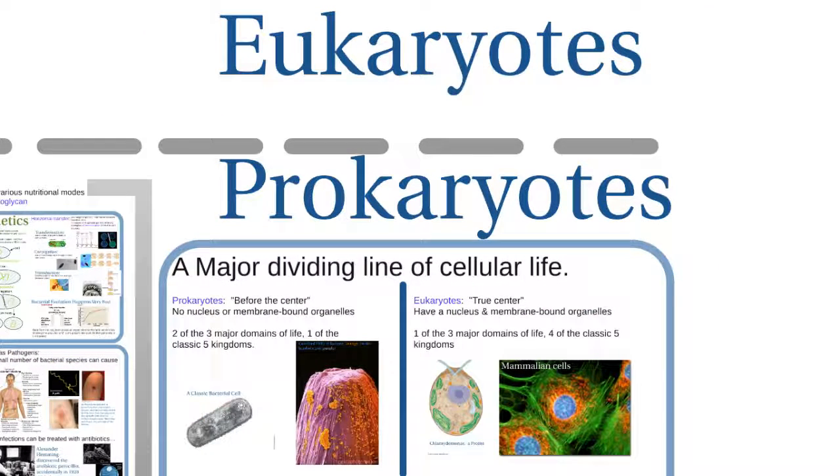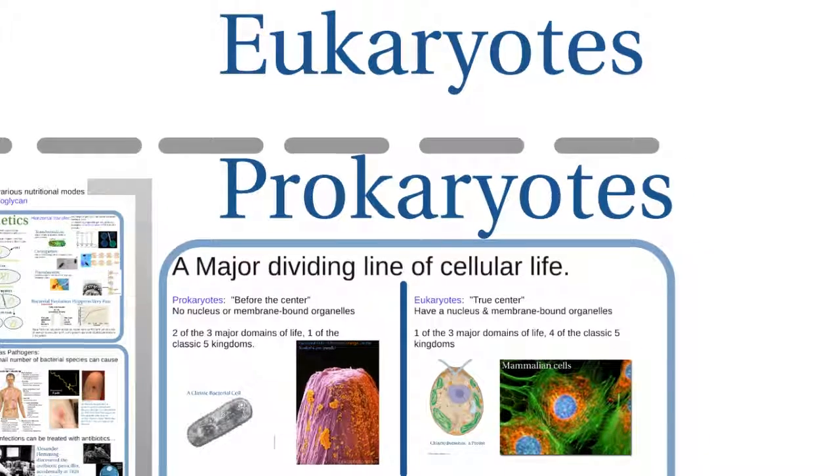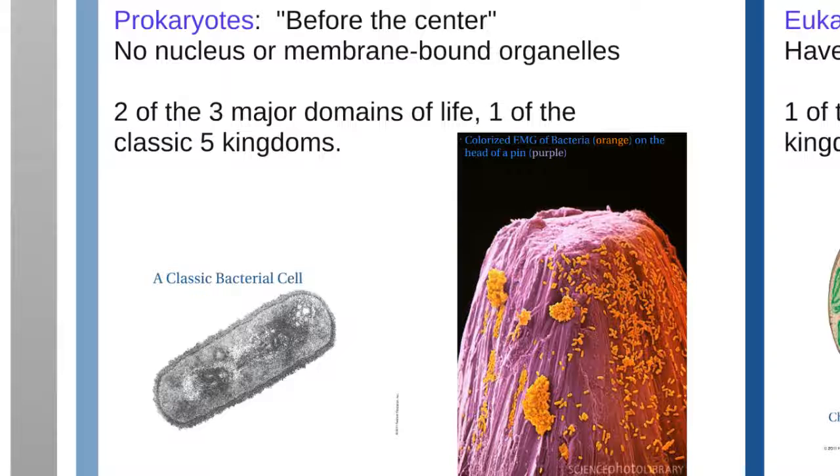And so first of all, we have this division between eukaryotes and prokaryotes. That's a major cellular division. Prokaryotes means before the center, or karyote is sometimes referred to as the nut or the egg. There's no nucleus or membrane-bound organelle. And two of the three major domains of life include prokaryotes.